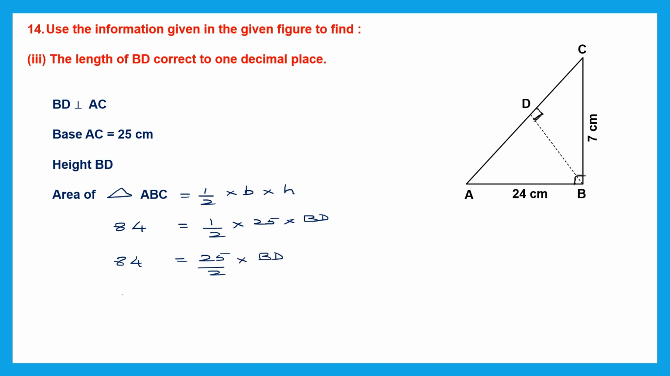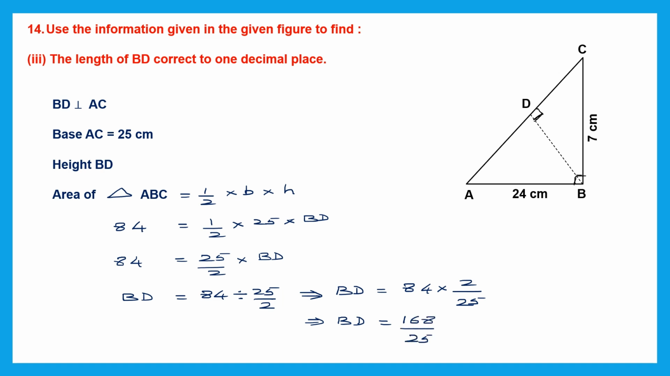So now when we find the value of BD, what do we say? We say 84 divided by 25 by 2 because we have transposed it to the other side. So now if you want to find the value of BD, what do we say? This is 84 into, write the reciprocal, 2 by 25. So BD is equal to 84 into 2 is 168 and then divide this by 25. Now we have to divide it correct to one decimal place. So let's divide that 168 divided by 25.